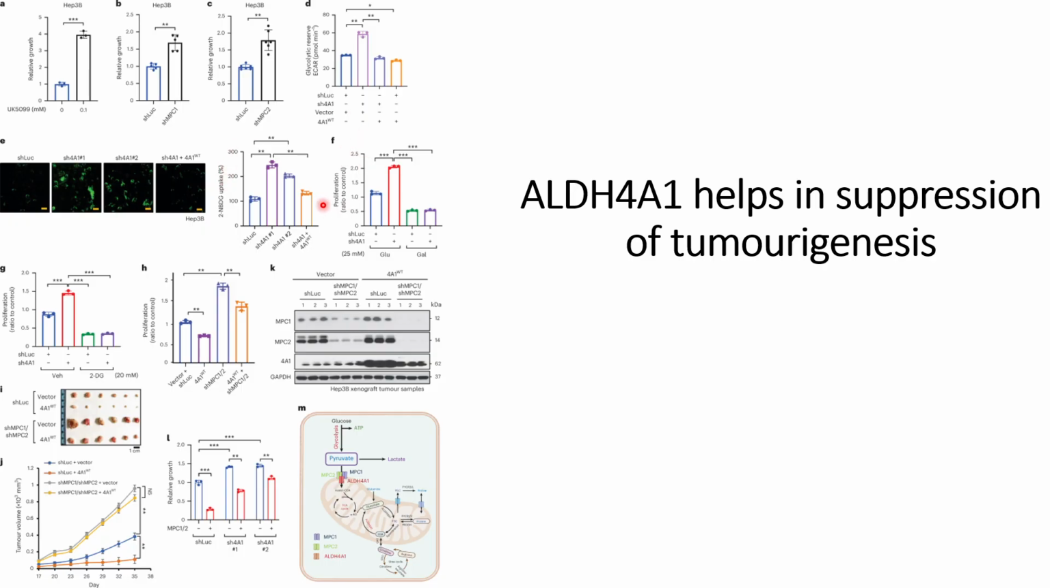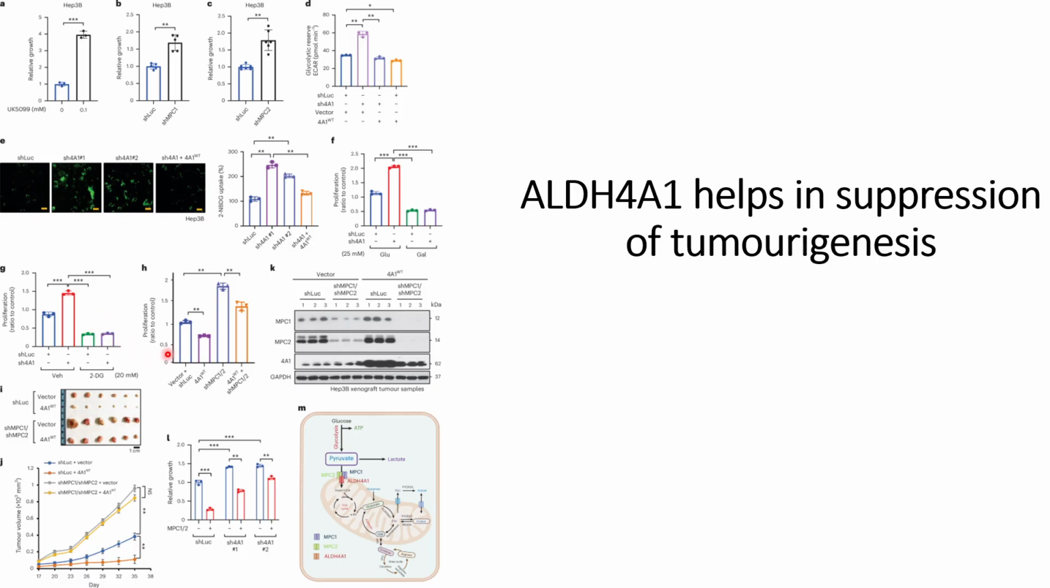And thereafter they also check the proliferation, in the panel, using different reagents. For glucose they do not see any changes. When ALDH4A1 is knocked down, they see high proliferation, but when they supplement with galactose or 2DG in the ALDH4A1 knockdown, they see suppression of the proliferation of the cancer cells, indicating that galactose and 2DG can play a role towards reversing this proliferation effect in the case where ALDH4A1 is knocked down.